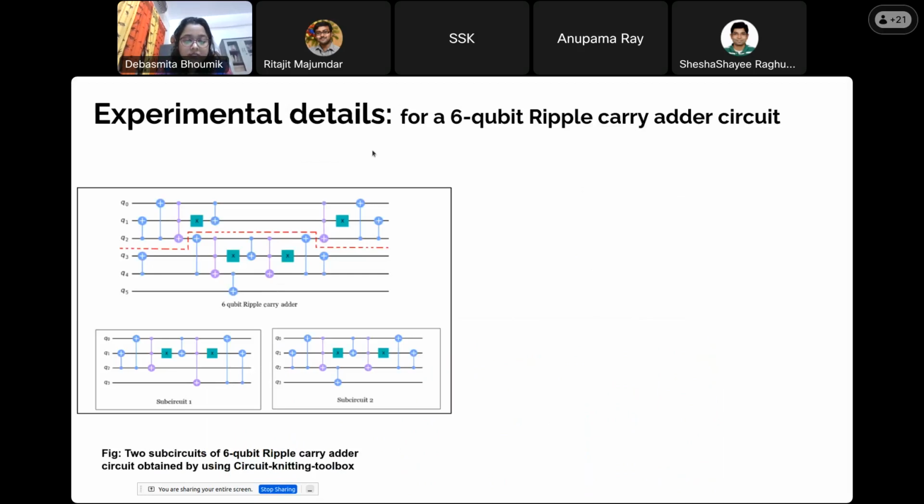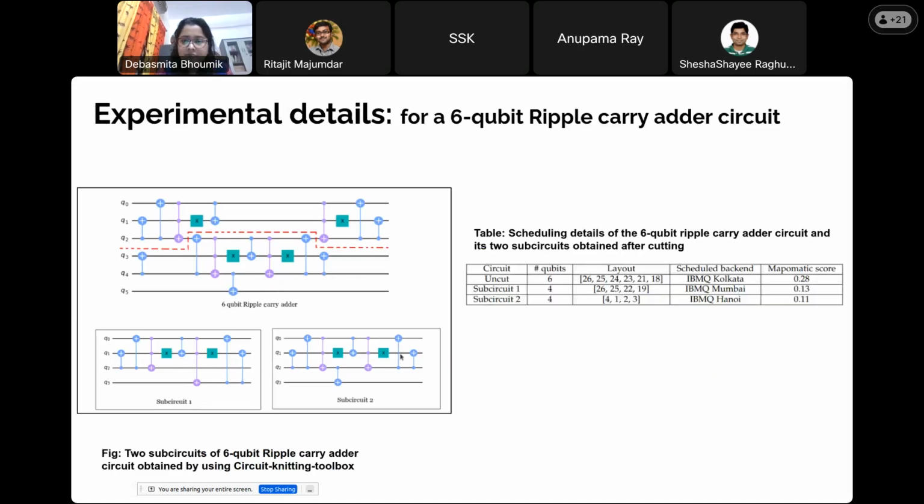So let us consider a case study. So this is a 6-qubit triple ladder circuit. This is the cutting. We have got 2 subcircuits, and we can see the mapomatic scores from here. So for uncut, there are 6 qubits. This was the layout for IBM Kolkata, and this was the mapomatic score. And when we break them into 2 subcircuits, each has 4 qubits. This is laid out on Mumbai and this is the mapomatic score.